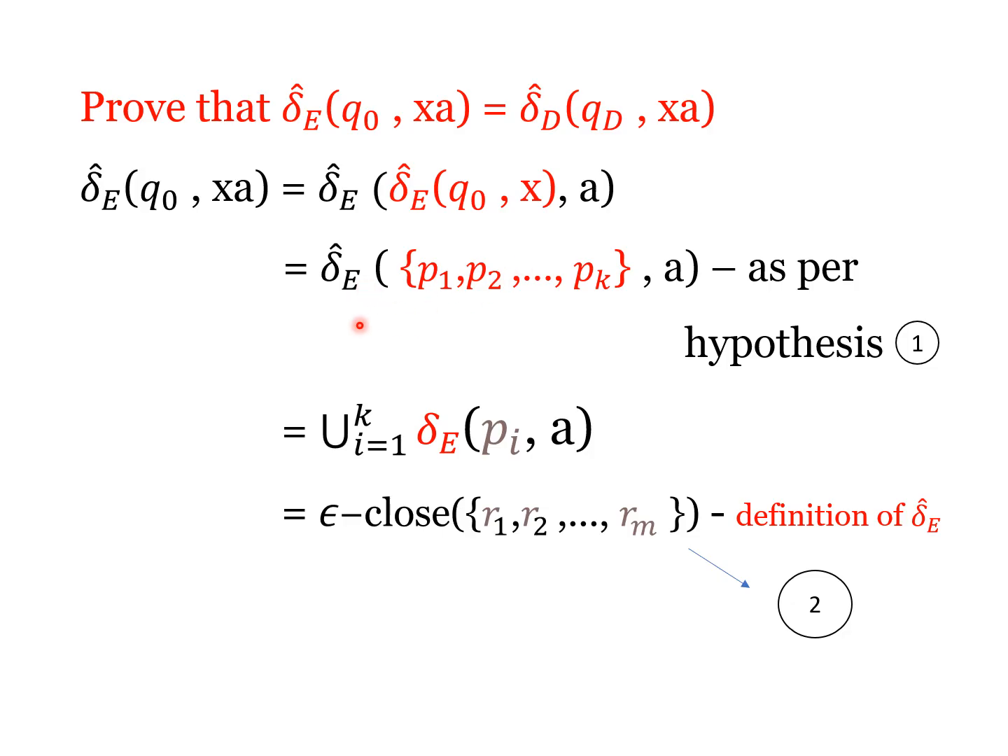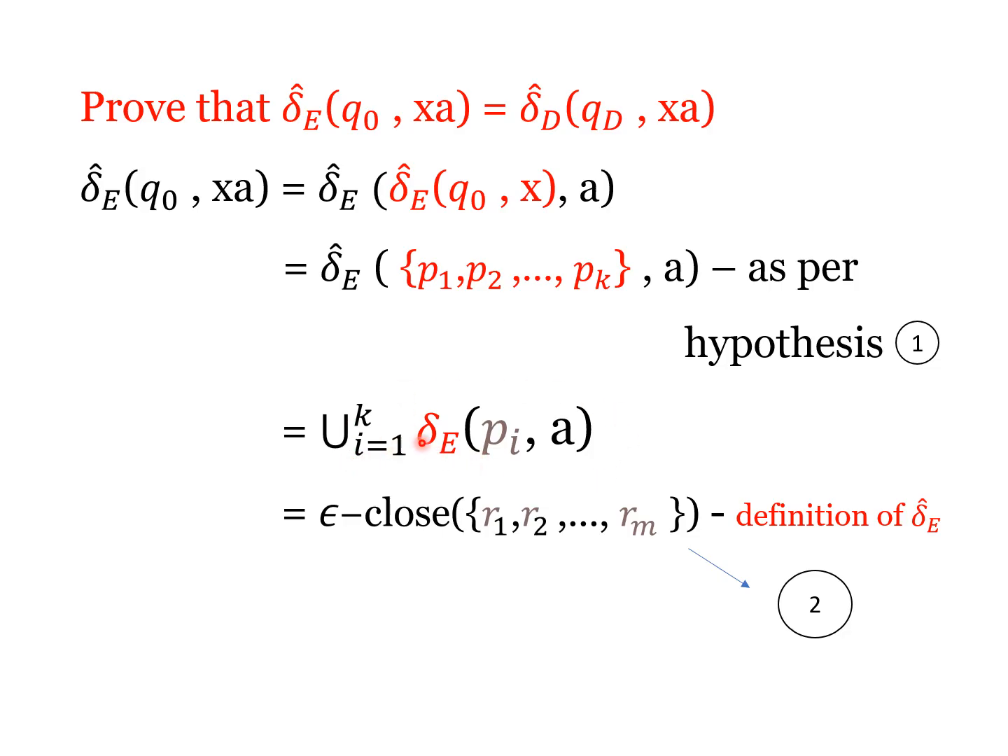And as per the definition of our extended transition in epsilon NFA, we can write this as, so how will we find the states from this transition? The states from this transition can be obtained by taking the union of del E of P1 comma A, union del E of P2 comma A, union del E of P3 comma A, etc. up to del E of Pk comma A. That is what is written here like this. So I is equal to 1 to K.